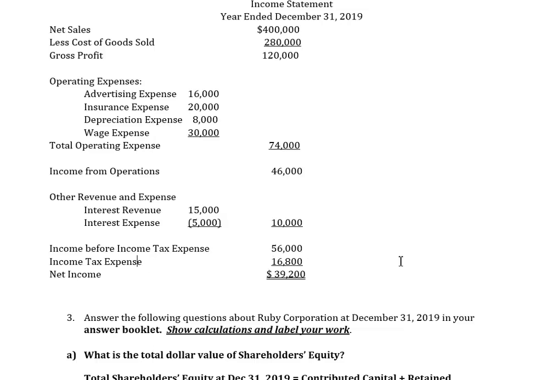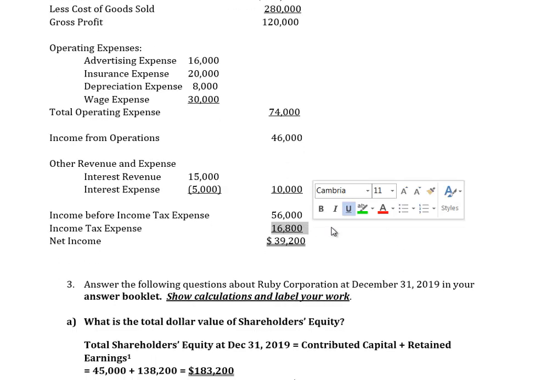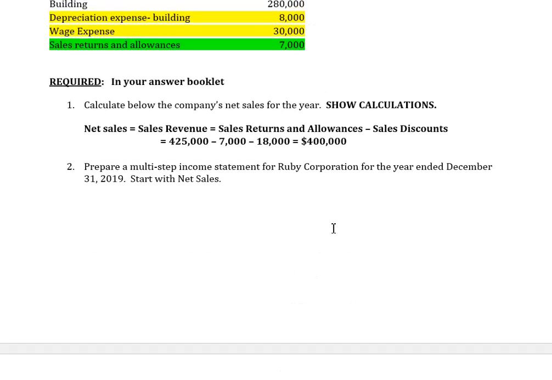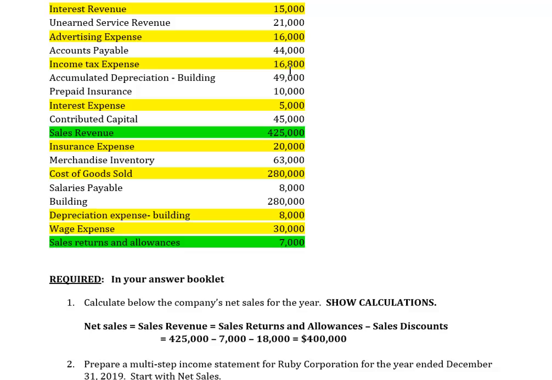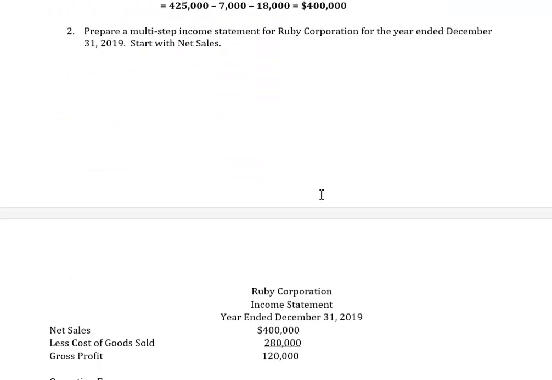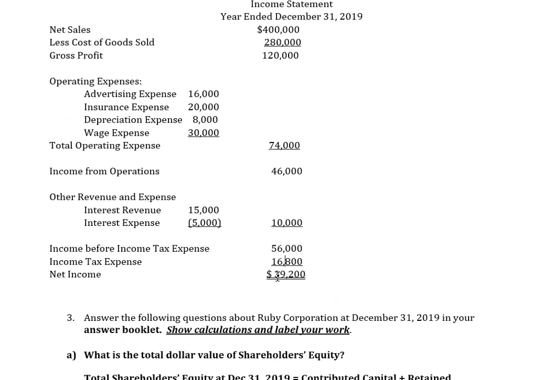Now, we have income tax expense. Just like individuals, corporations have to record income tax expense. In our case, we gave you the income tax expense. You can see it highlighted in yellow here, and it is $16,800. So our net income is going to be our income before income tax expense less income tax expense, which is going to give us $39,200.